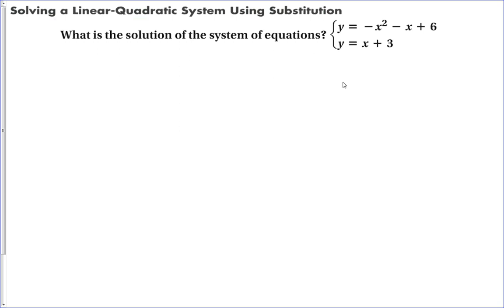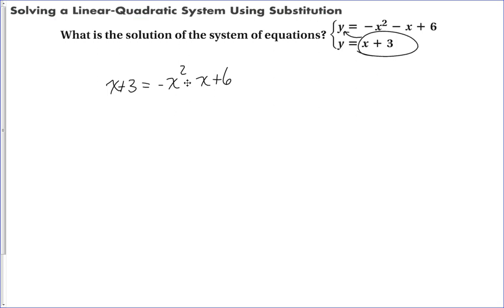Solving using substitution. Now, the easiest thing here is this. You see how these are both solved for y? So that means we know what y equals. Here, y equals negative x squared minus x plus 6. y also equals x plus 3. So doing substitution is real easy because we know y equals this. We have a y up here. Just take the x plus 3 and put it in place of the y. So we're going to have x plus 3 equals negative x squared minus x plus 6.